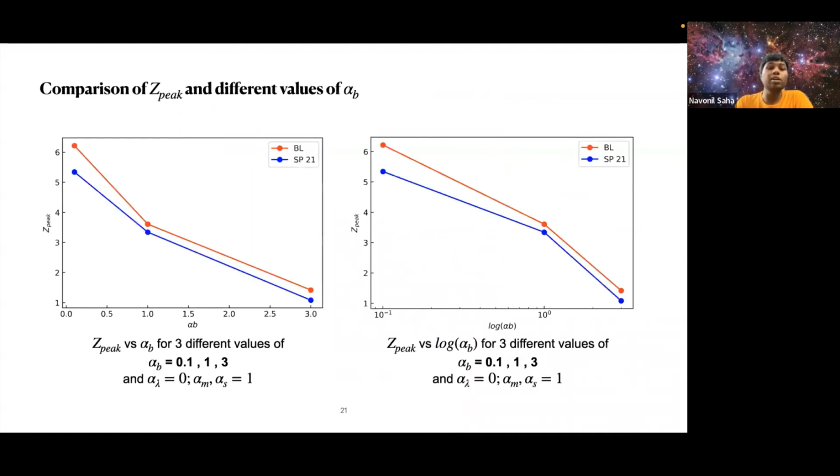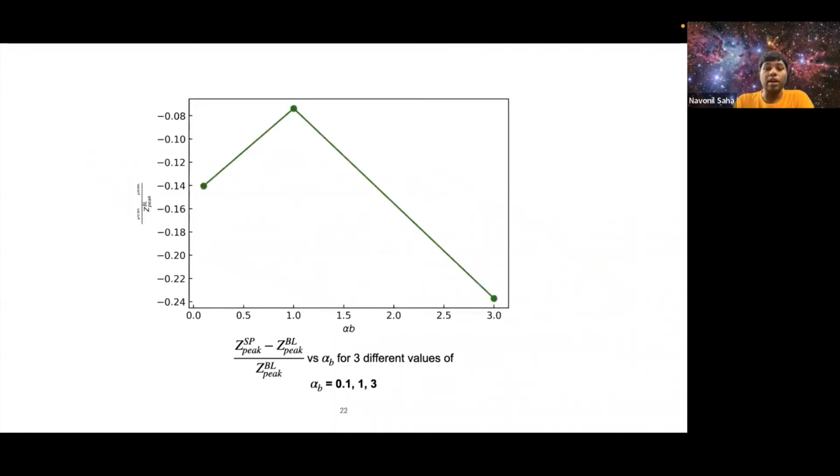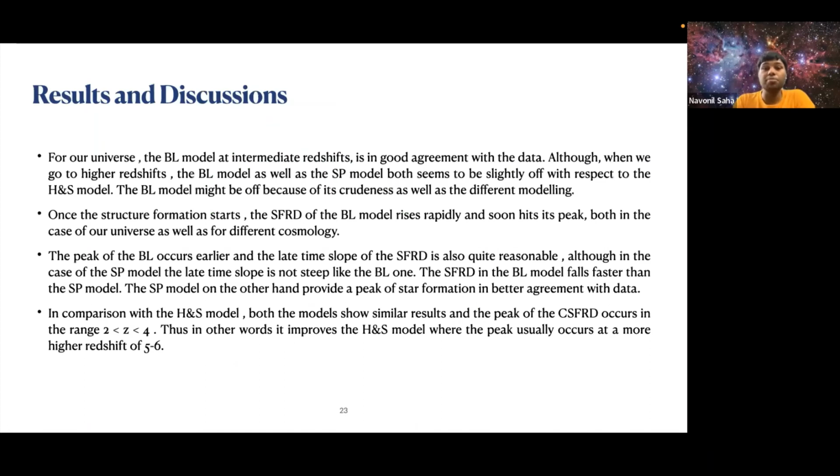Now next we come to the comparison of Z peak for different values of alpha B. The previous one was alpha lambda, and now we are comparing the different values of alpha B. In this case, I have taken 3 values, that is 0.1, 1, and 3. The alpha lambda value is taken to be 0, and alpha M and alpha S values are taken to be 1. Again, the left plot is the normal plot, and the right plot is the log plot, with log on the x-axis. And this one is the ZSP peak minus ZBL peak by ZBL peak versus alpha B for these 3 different values. Now we come to the results and discussion part.